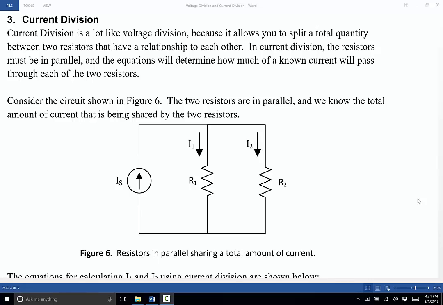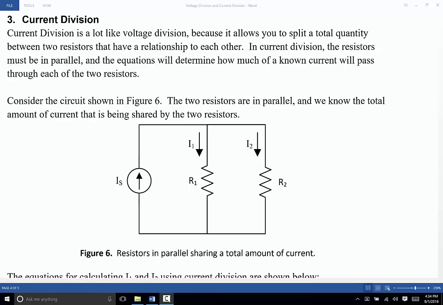So we'll wrap up today's lesson by talking about current division. Now, current division is really quite a lot like voltage division, with the exception that we're talking about resistors that are in parallel, and we're asking ourselves how much of a total current is passing through each of the two resistors, rather than resistors in series and asking how much of a total voltage appears across each of them.